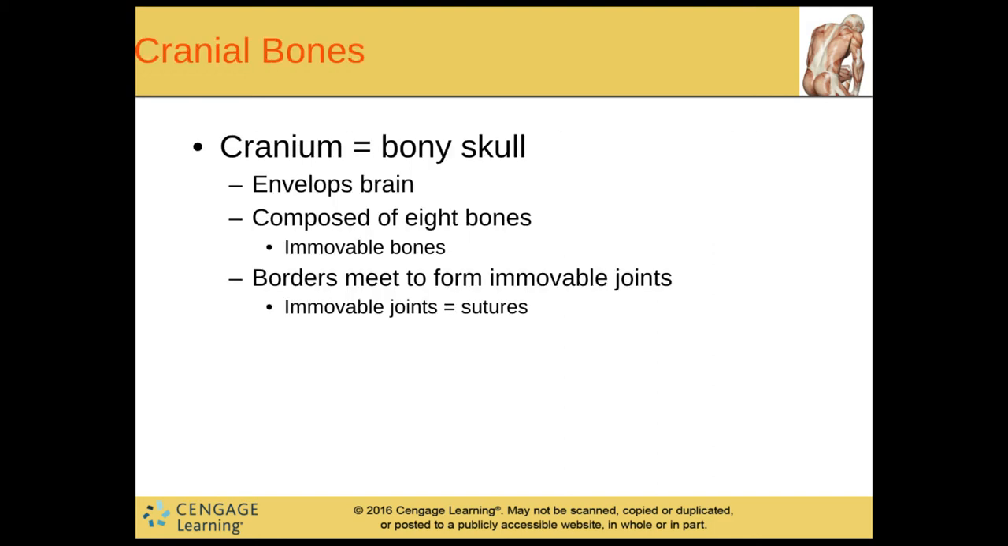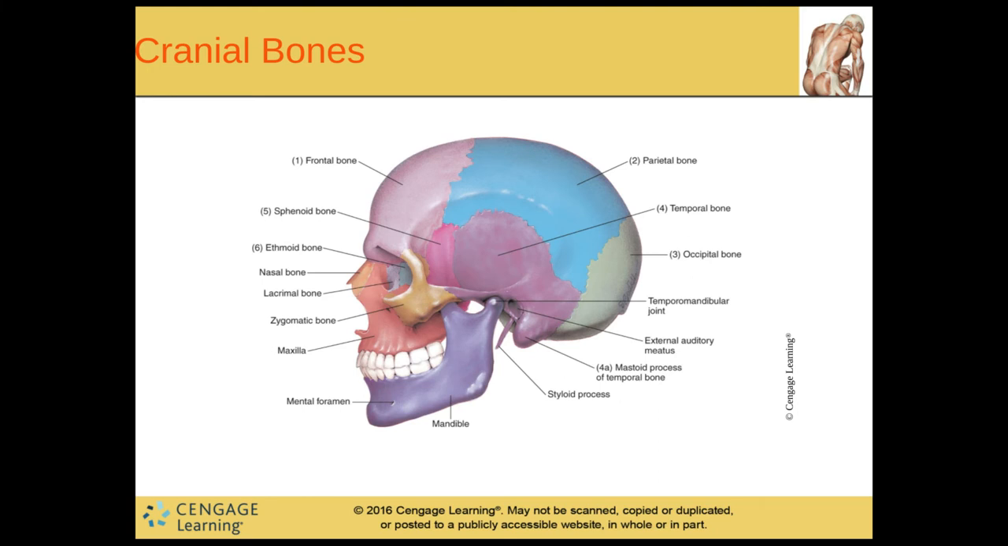Good. So the cranium, which is their bony skull, it envelops or holds the brain, right? So it's composed of 8 different bones, and they're immovable once they kind of move or grow together. Again, whenever you're an itty bitty baby, they're kind of held together and they can kind of collapse on each other to be able to make it through the birth canal. But the borders meet to form immovable joints or sutures, okay? So this is kind of what I was talking about.